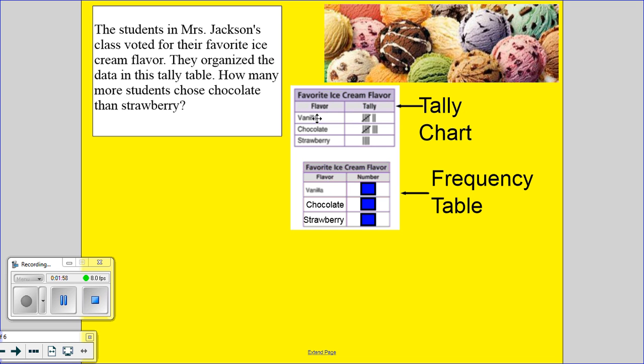So for example, Vanilla received 5, 6, 7 votes. So on our frequency table, we would indicate that Vanilla received 7 votes. Chocolate received 5, 6, 7, 8 votes. So on our frequency table, we would include the number 8. And strawberry received 1, 2, 3, 4 votes, so strawberry would then indicate 4.